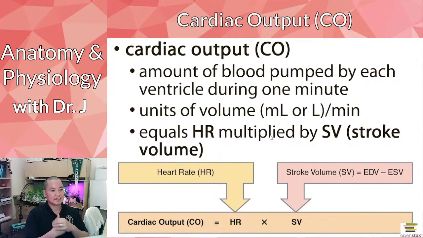Cardiac output is, very briefly, the very important heart rate multiplied by something called stroke volume. So cardiac output is a rate. It's the volume per minute. So basically, if you take one minute, how much blood is your heart pumping in one minute? How much is it squeezing out from one ventricle?